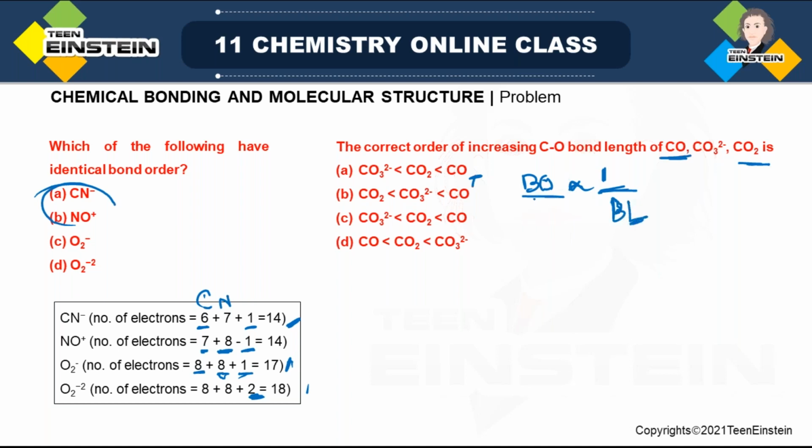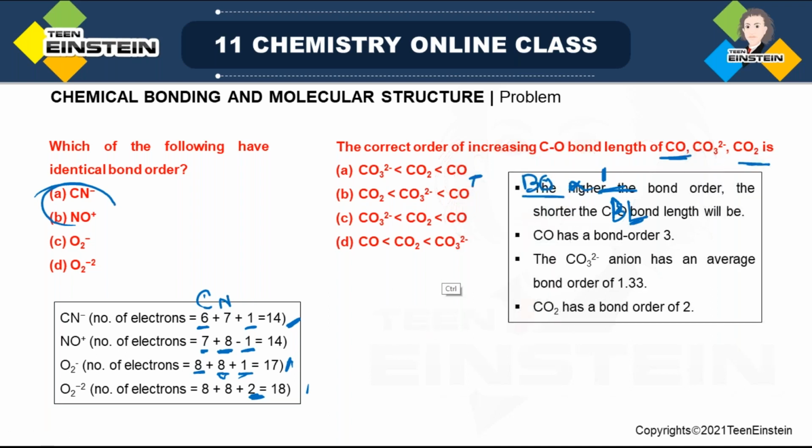Try to find out the bond order of these 3 species. The higher the bond order, the shorter the bond length, that we already know. Now for CO, we discussed this example, remember, in coordinate bond, where we have already seen that there are 3 bonds present between them. So its bond order is 3. Then what about the carbonate anion?